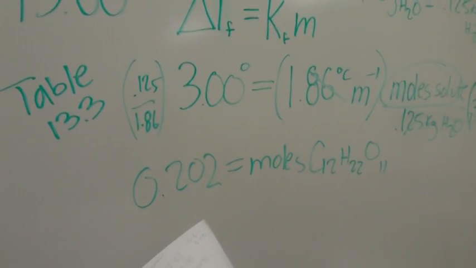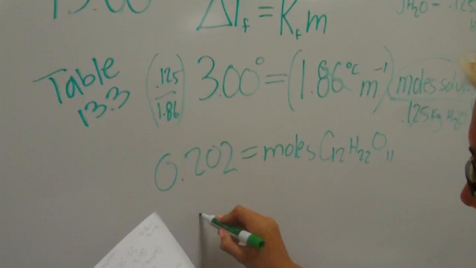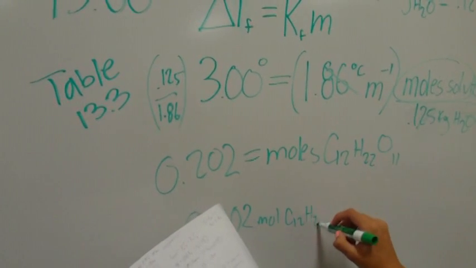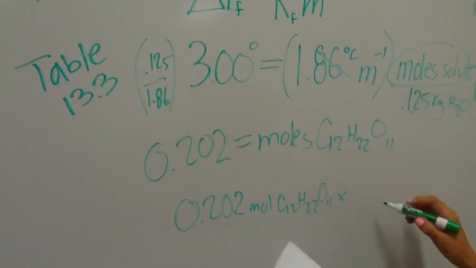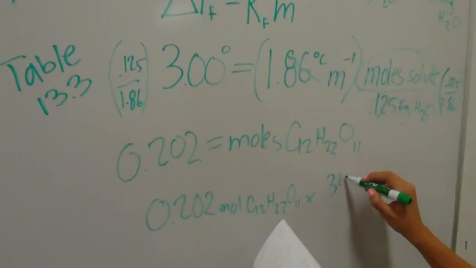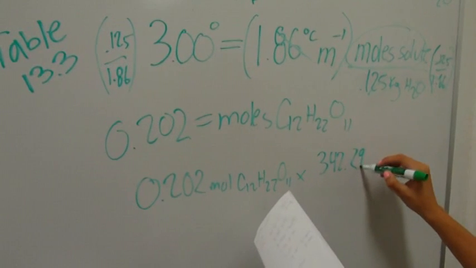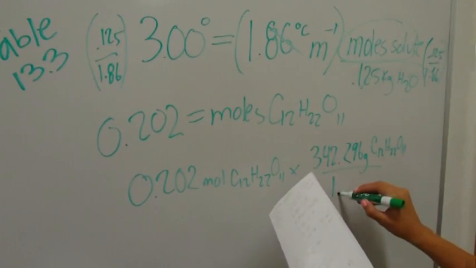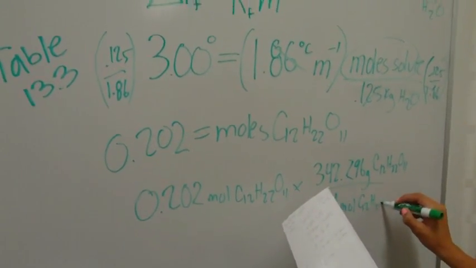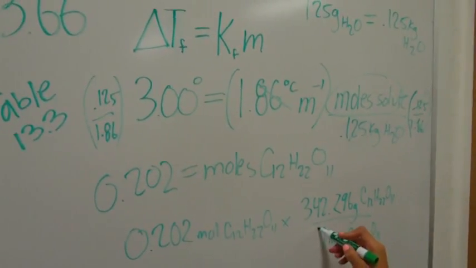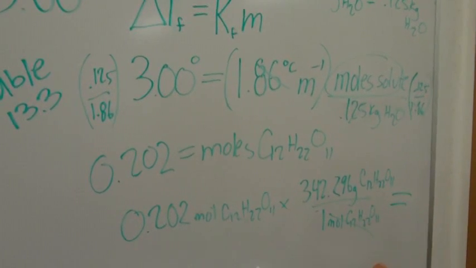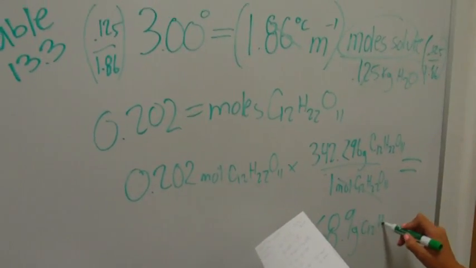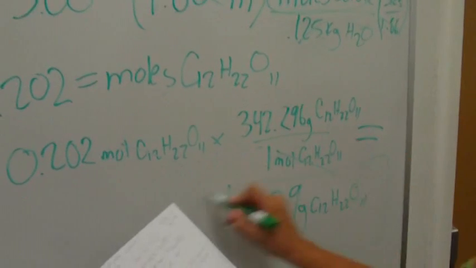And then the problem wanted the answer in grams. So all you have to do after that is use some conventional analysis. Use the molecular mass of sucrose that you can get from the periodic table, and convert that into moles, cancel out, you get grams. You end up with 68.9 grams sucrose, which is the answer.